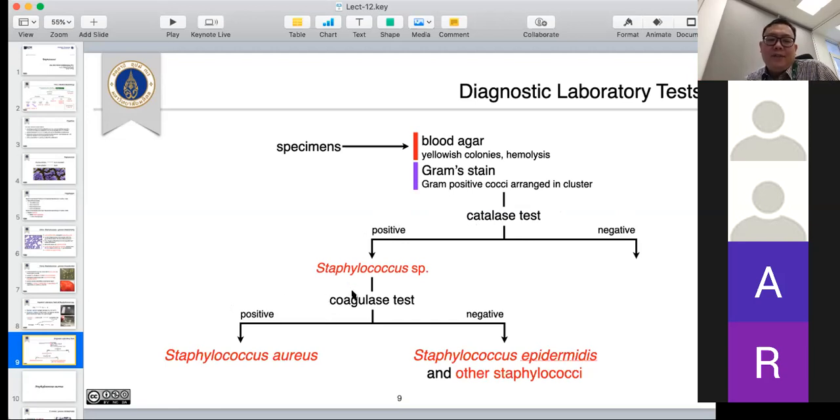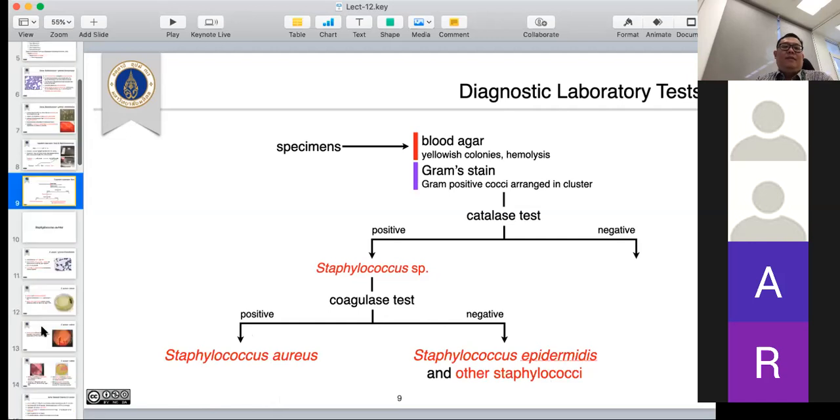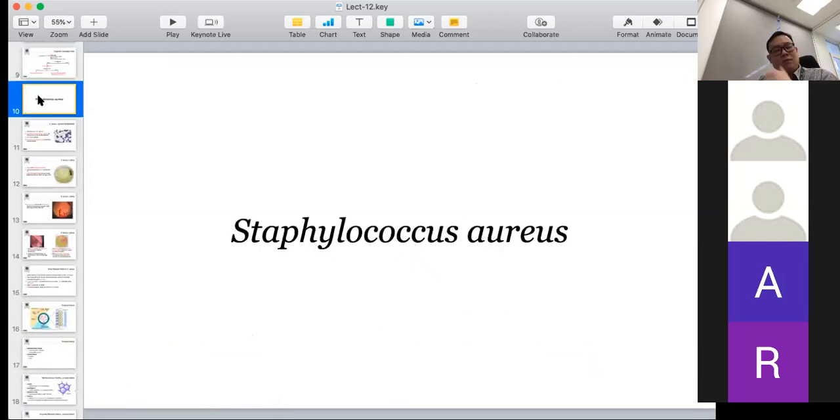Positive coagulase show up Staph aureus. Negative show up the other staph, okay? Probably Staphylococcus epidermidis or something else. Only aureus are positive, okay? Right. So let's start from Staph aureus.